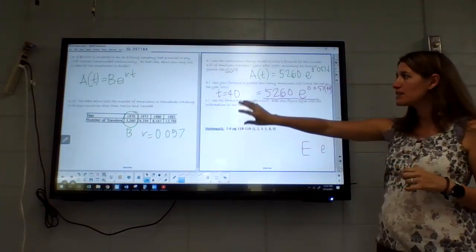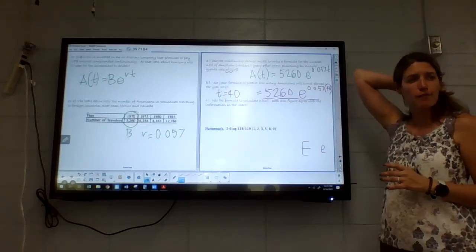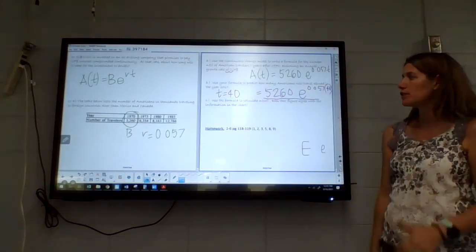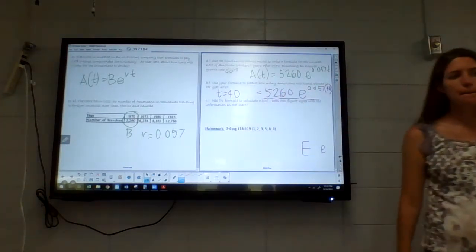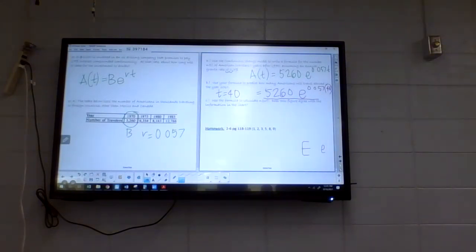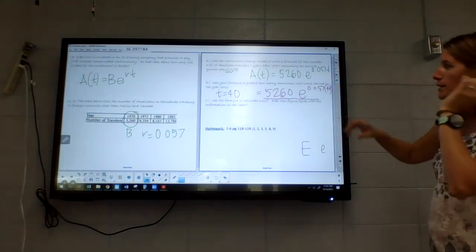That's the number traveling abroad based off of that growth rate, that 5.7% per year. Okay. Questions there? Let's do the last one. You want to do the last one and come back to the rest?